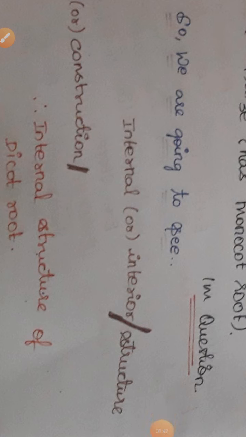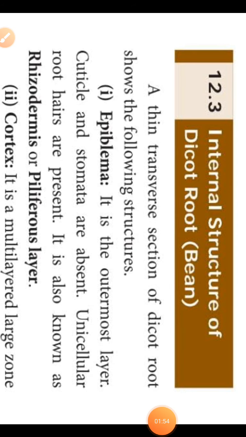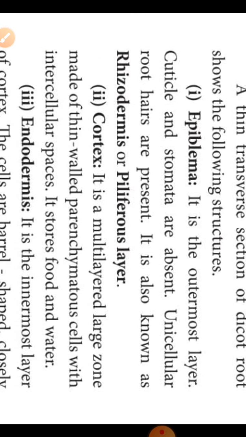So we are going to see the internal or interior structure or construction. Therefore, the internal structure of dicot root. A thin transverse section of dicot root shows the following structures. Epiplemma. It is the outermost layer. Cuticle and stomata are absent. Unicellular root hairs are present. It is also known as rhizodermis or foliferous layer.